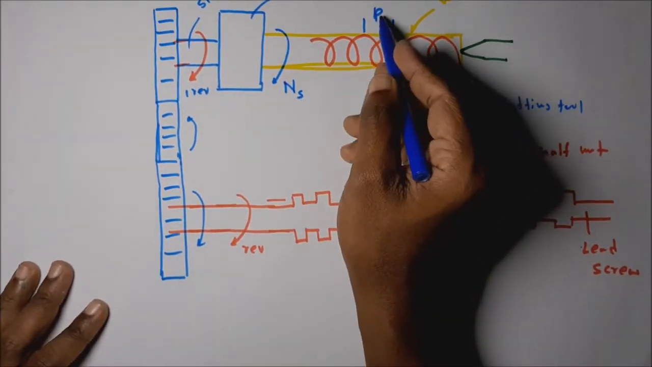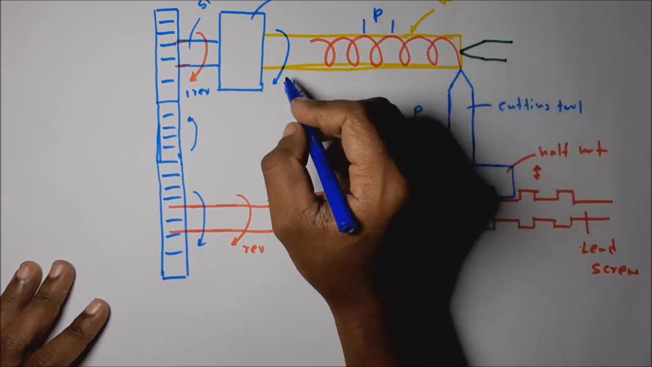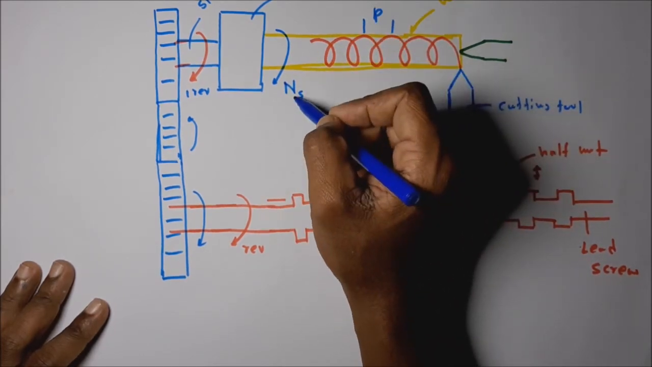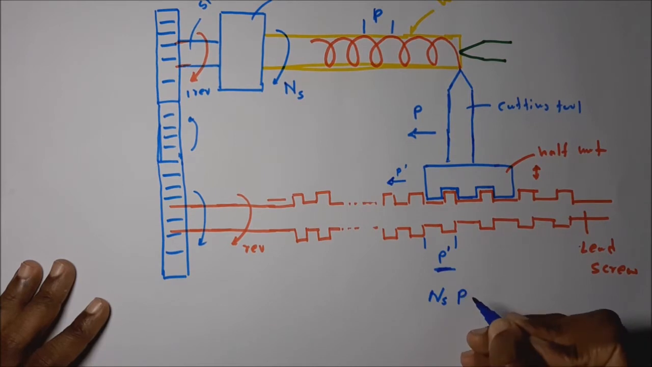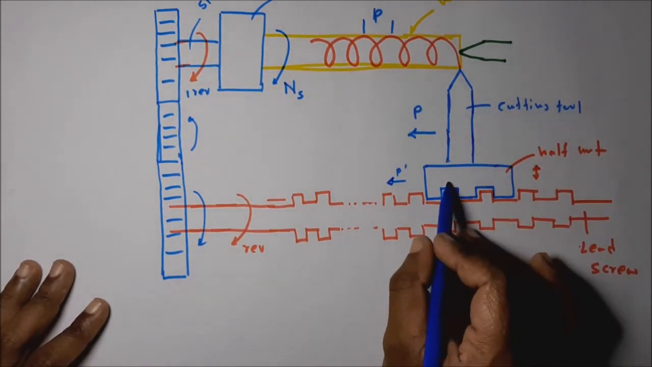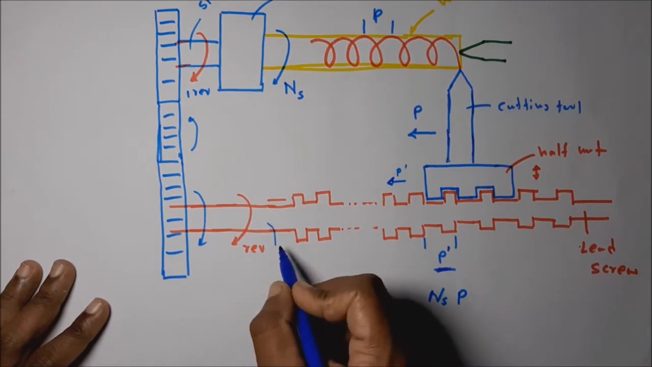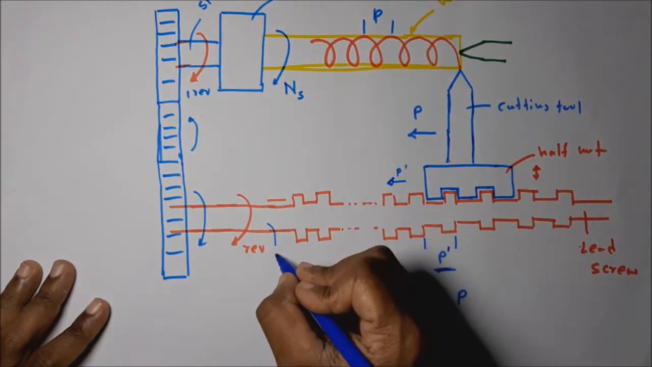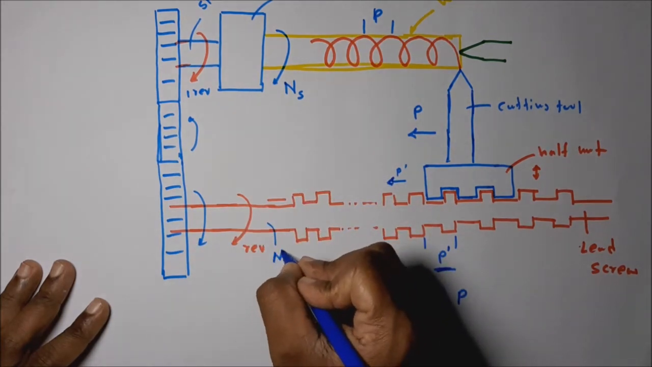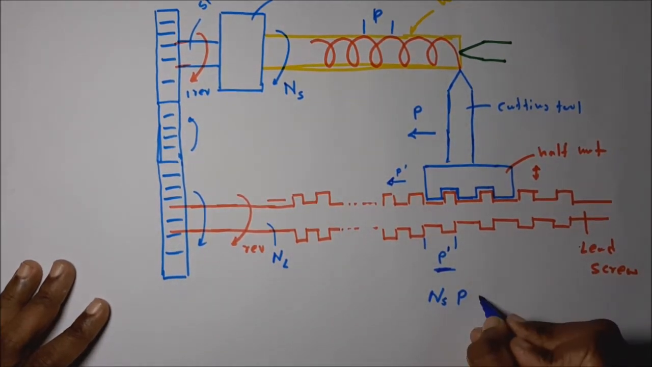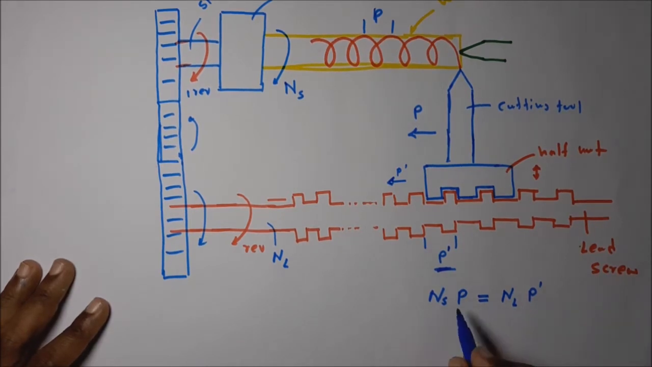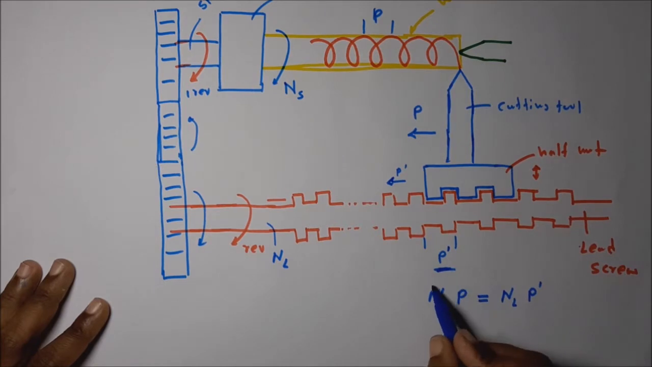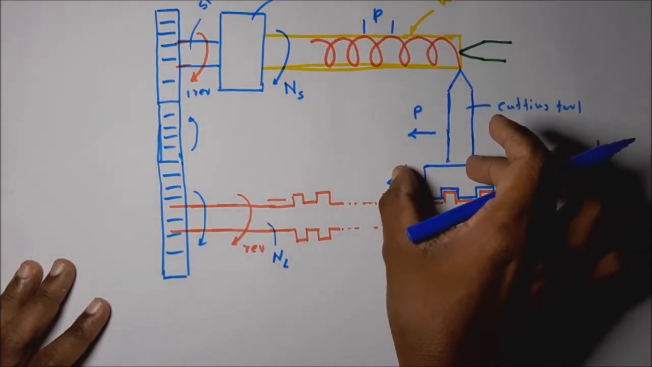That is equal to NS into pitch value, no? For one revolution, it should travel the pitch value, so for NS revolutions, NS into P. Then let's take the lead screw rotation which is connected, NL. This should equal NL into P dash, because this is the distance we want the cutting tool to travel.